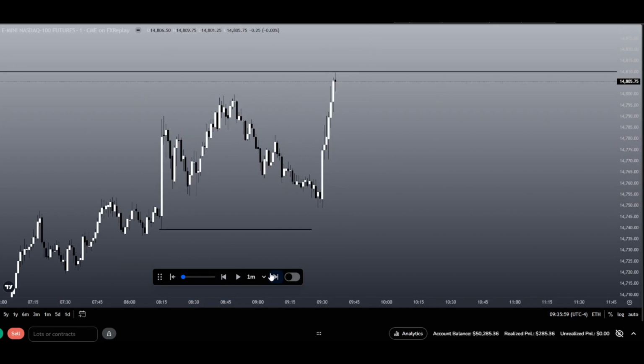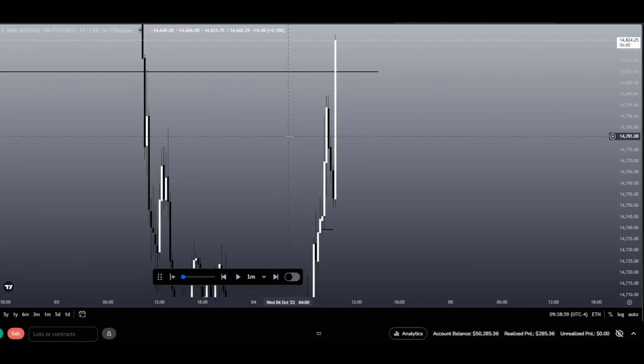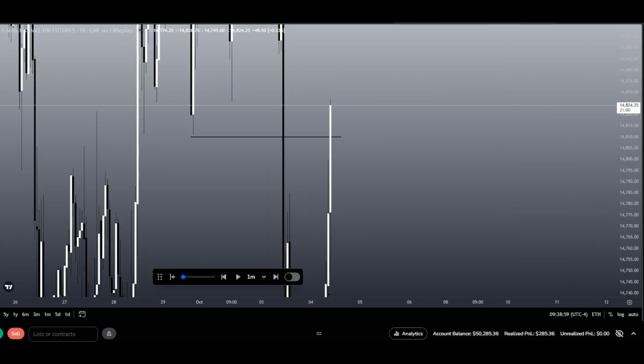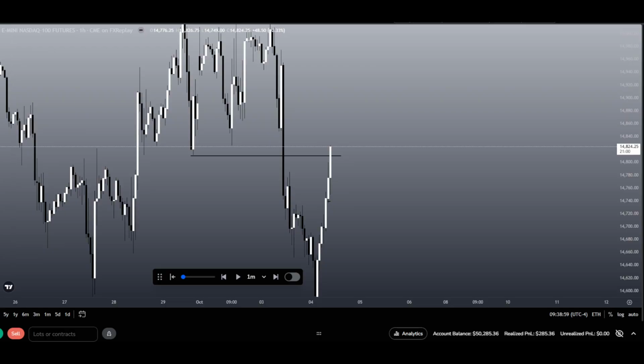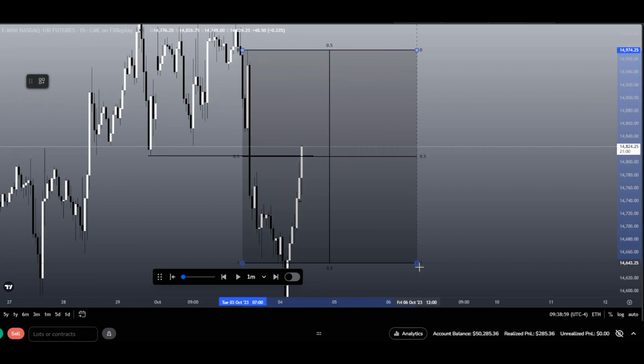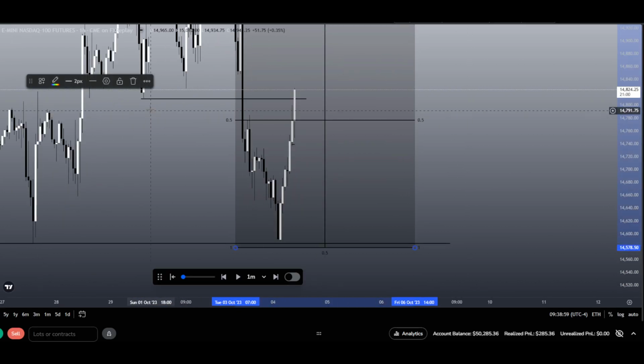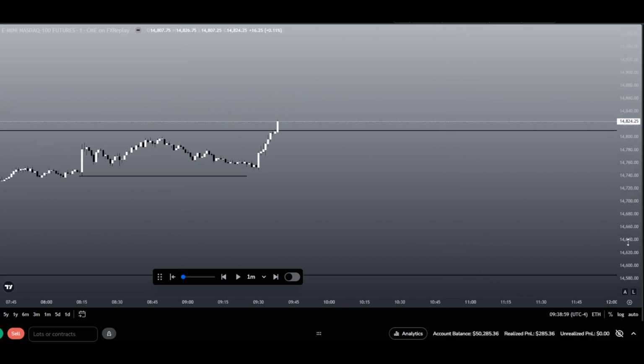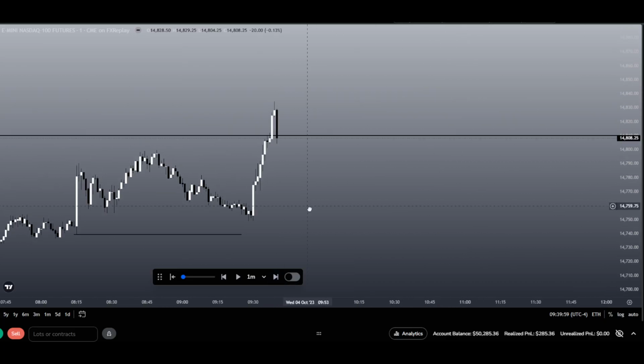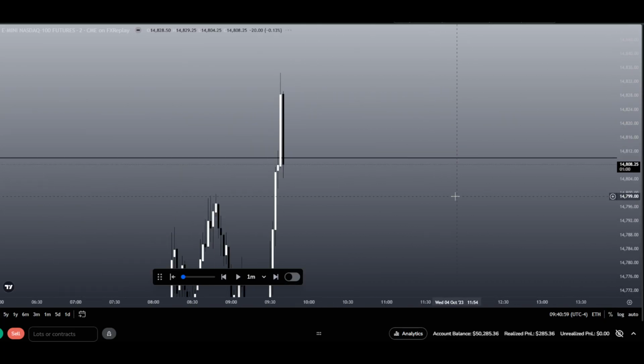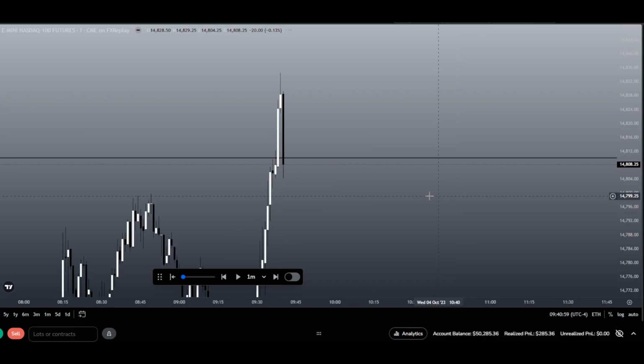Preferably we go take out liquidity. So there's liquidity taken. Rebalance that. Let's see if we're in discount. Yeah, we're in discount of the range. Cool. Okay, so I'd be looking for a short here. Okay, that's pretty textbook V-shape pattern. Yeah, I'll take that.